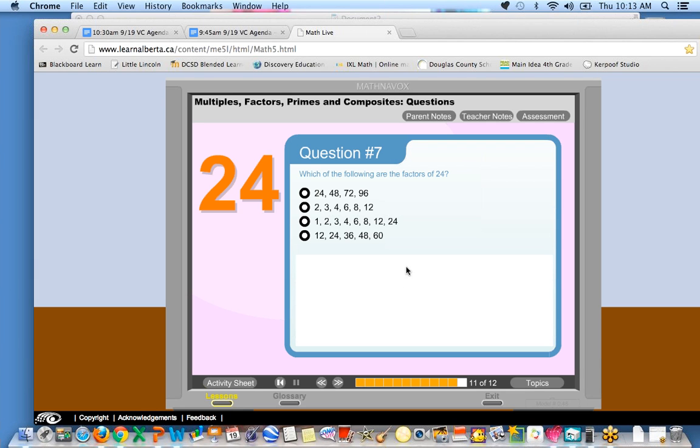Ooh, be careful. Factors, remember, I always think of my factor tree. 24 is the biggest factor of itself, and then 1 is the smallest factor of itself. So here would be my factor tree of 24.